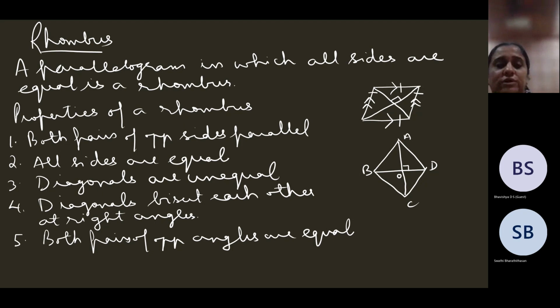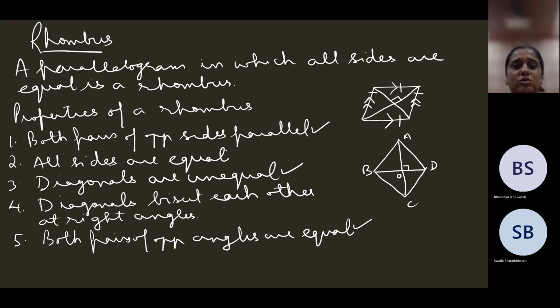So all the properties of a parallelogram will be found in a rhombus, because a rhombus is a parallelogram, and it will have some exclusive properties. So you can see the common properties. In a parallelogram, both the pairs of opposite sides are parallel. Both the pairs of opposite angles are equal. Diagonals are unequal, even in a parallelogram. So these three properties are common.